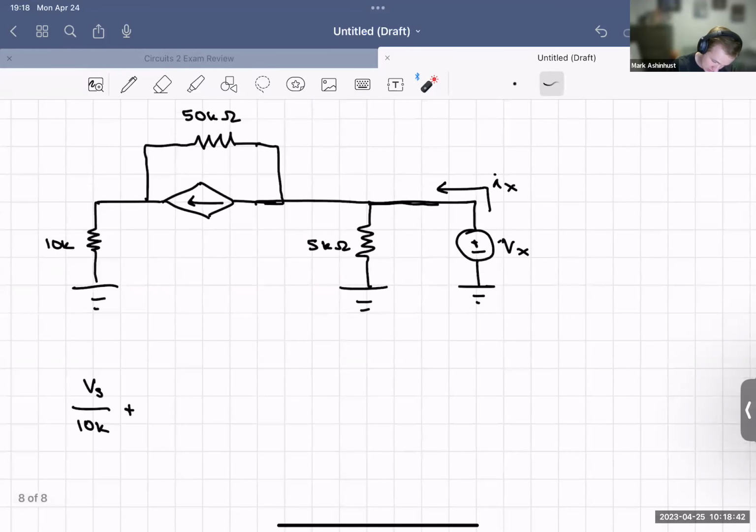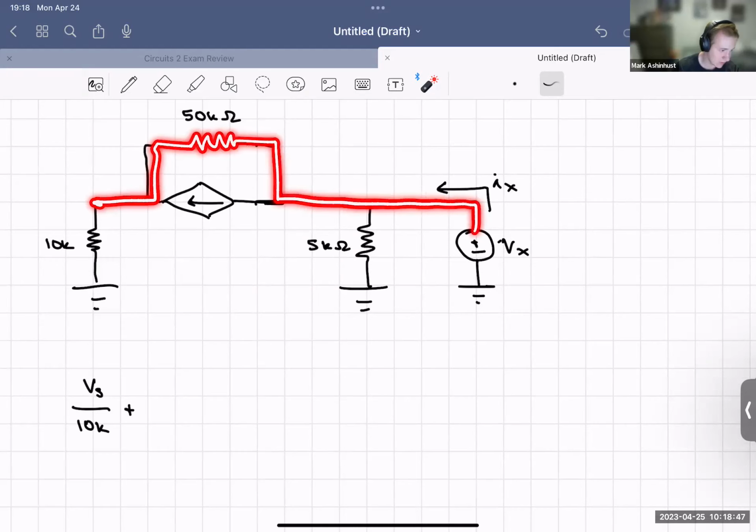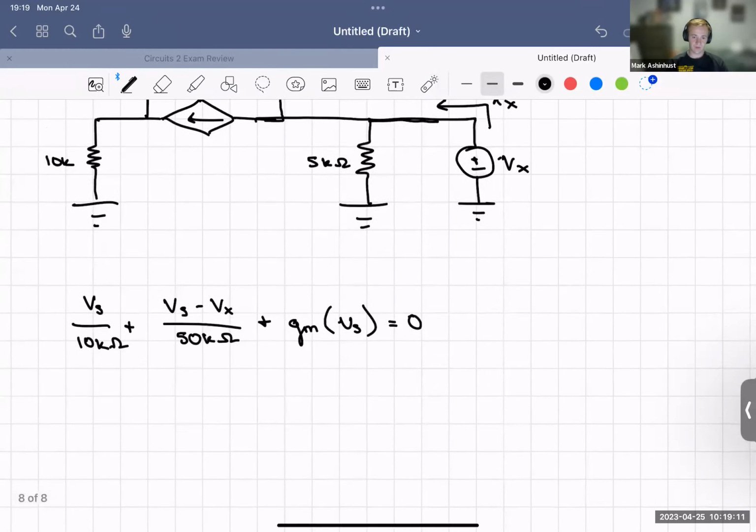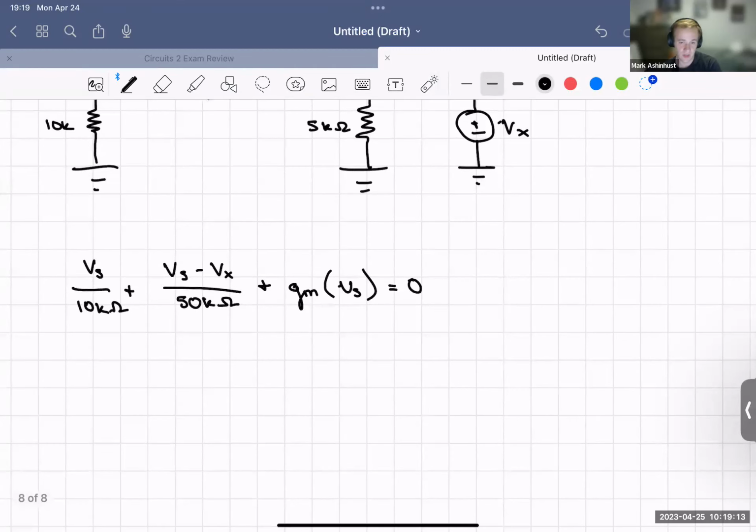Plus our VS here over the 50K down to the test, so VS minus VX over 50K. And then we have that GMVS equals 0. And remember that was negative GM, negative VS, so it's positive GMVS.